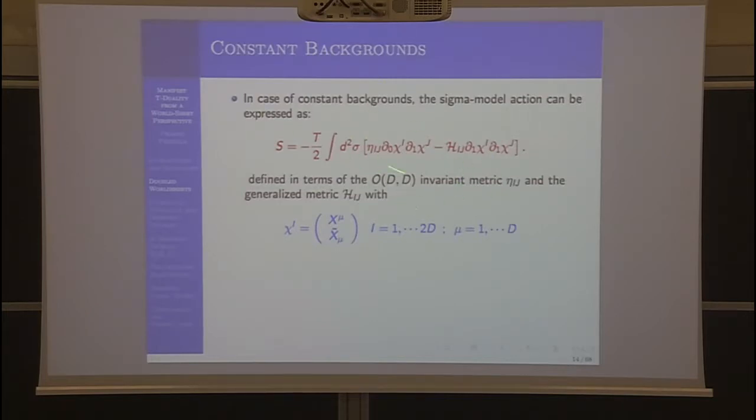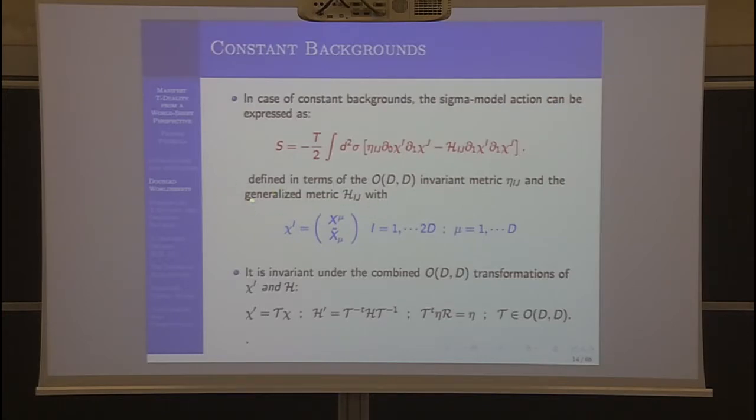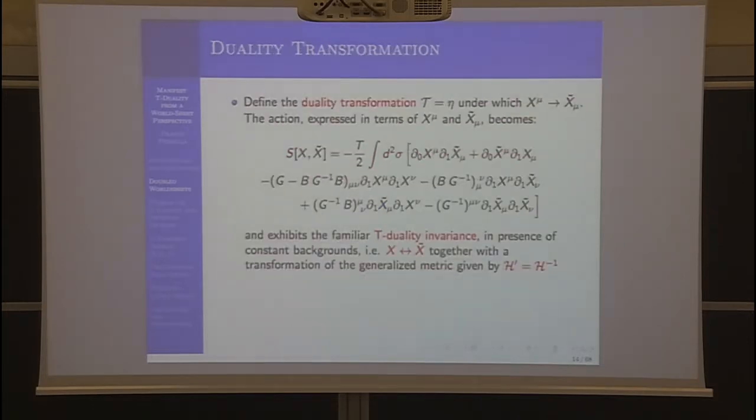So again, in a very natural way, in this model by Tseytlin, we have two structures that appear naturally. One is the O(D,D) invariant metric eta, and the other one, again, is the generalized metric H_ij. So written in this way, the action is invariant under the combined O(D,D) transformation of these double vectors and of H, just precisely as we've seen previously for the general case of the worldsheet string.